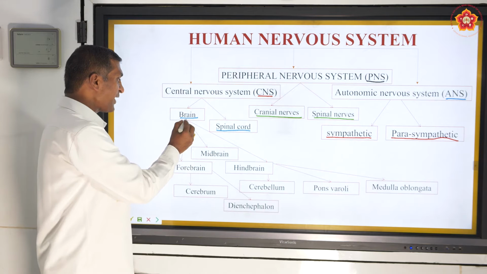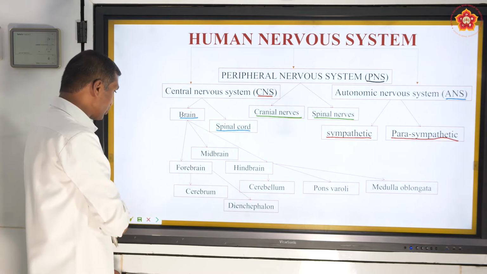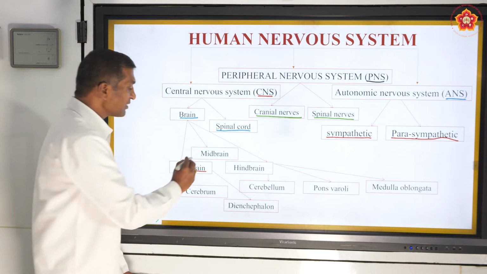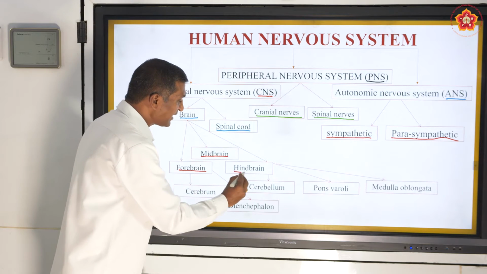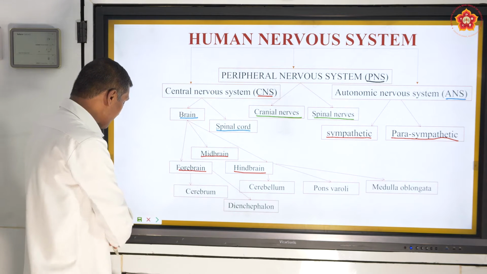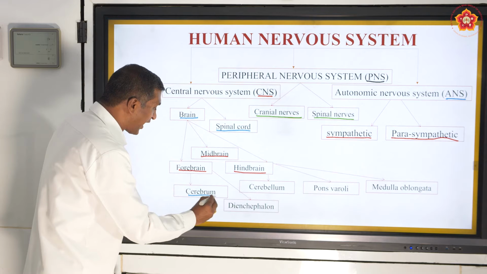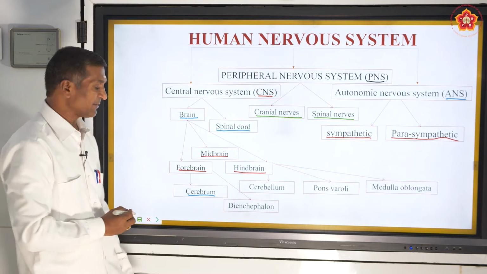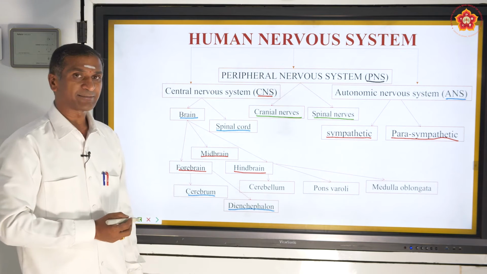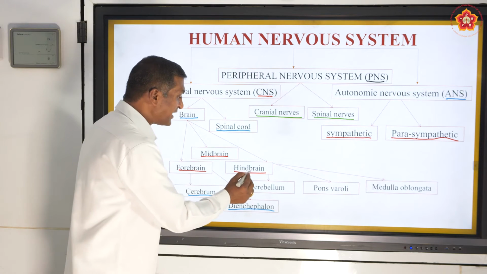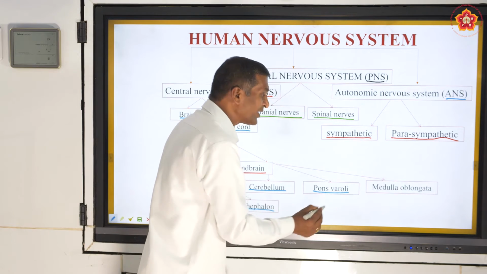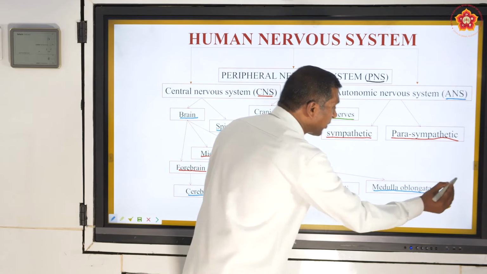Further, the brain is understood under 3 subdivisions: the forebrain, the midbrain, and the hindbrain. The forebrain is again divided for our understanding into cerebrum and diencephalon, and the hindbrain into cerebellum, pons varoli and medulla oblongata.